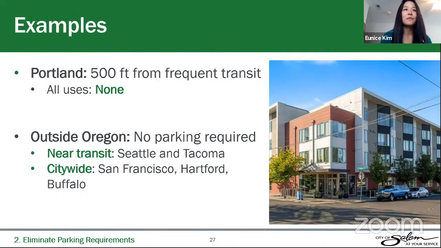Other communities are doing this. Portland is probably the biggest example where they don't require parking if you're super close. They say 500 feet from frequent transit, no, you don't need to do any parking. And outside of Oregon, some places are going to the real extreme of no parking requirements. Again, requirement, not allowance, but requirements for parking anywhere, citywide for all uses. I'm not sure if we're there yet as a city, if that's where we're headed, but just wanted to give them as examples.